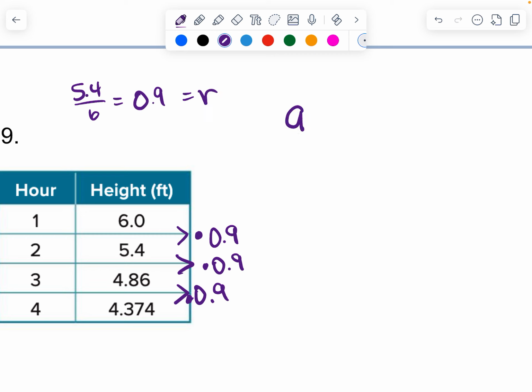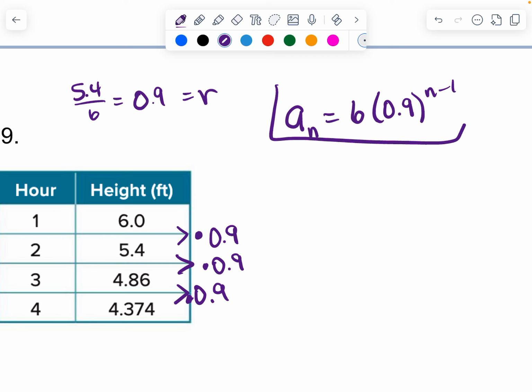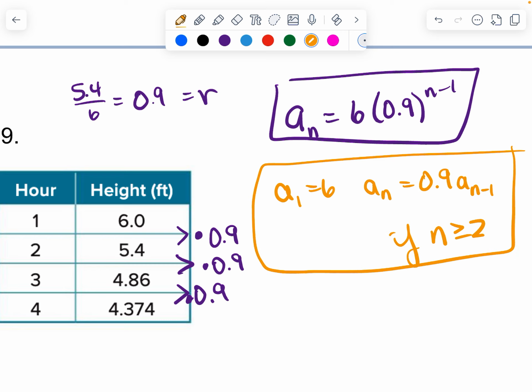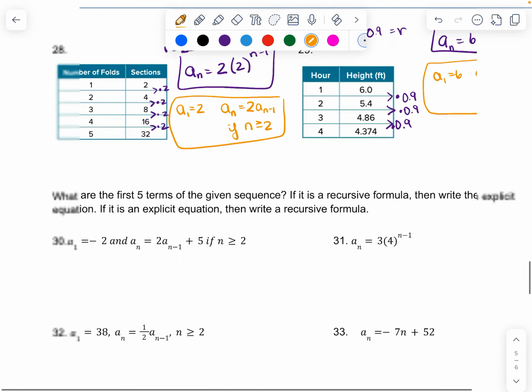So a sub n equals my starting value times my rate to the n minus 1. My recursive formula: a sub 1 equals 6, where a sub n is equal to 0.9 times the previous amount, and we have to start at 2, the second term. There we go. So this next one.